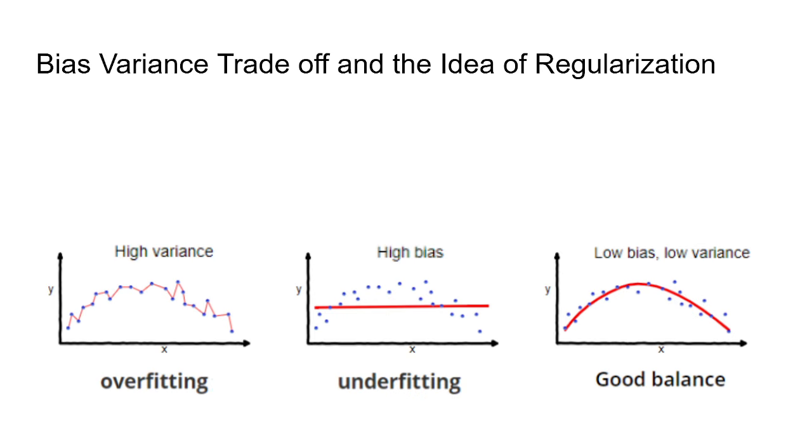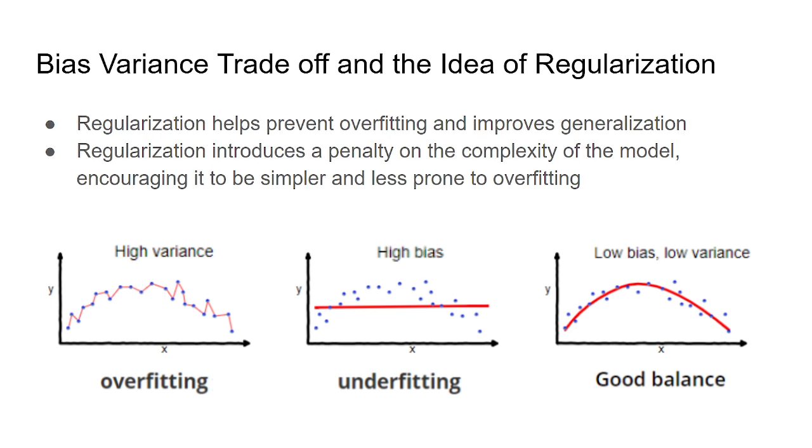And then regularization is something that you use to find a good balance between bias and variance. This is what we use. So, regularization is something that prevents overfitting, it improves generalization. How does it do so? It introduces a penalty on the complexity of the model.